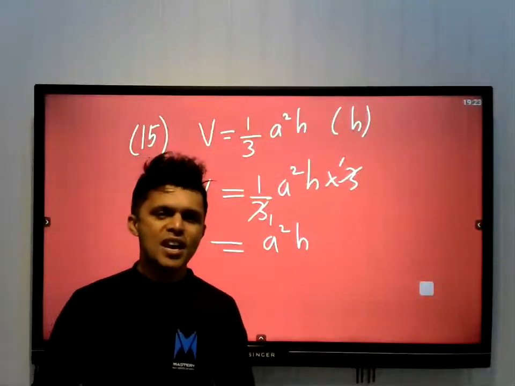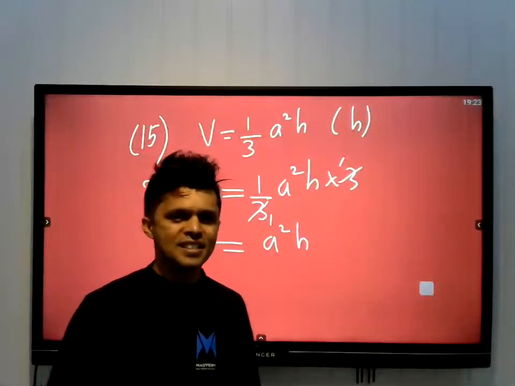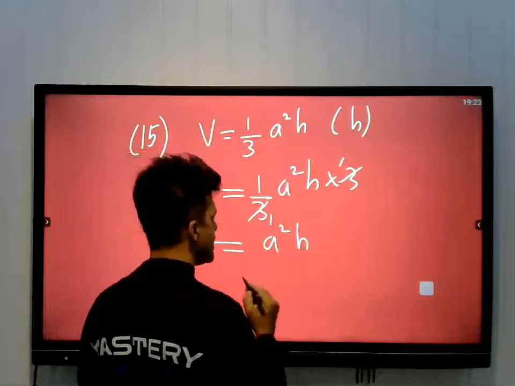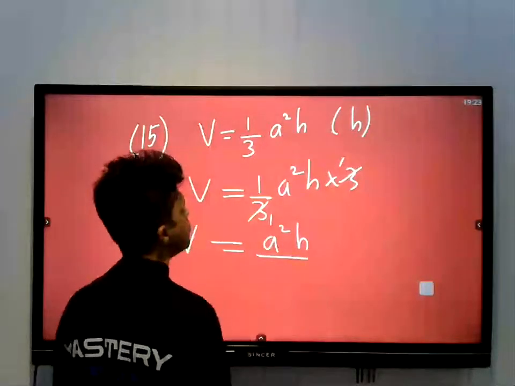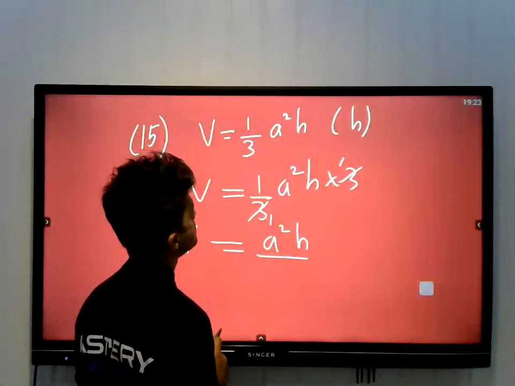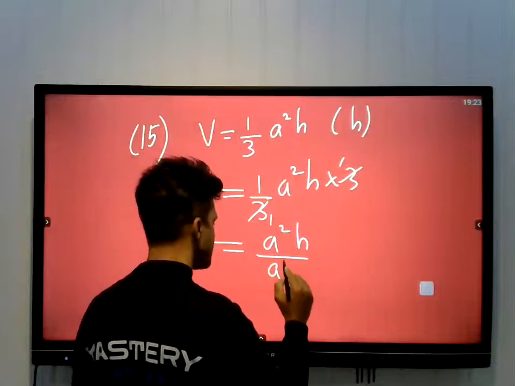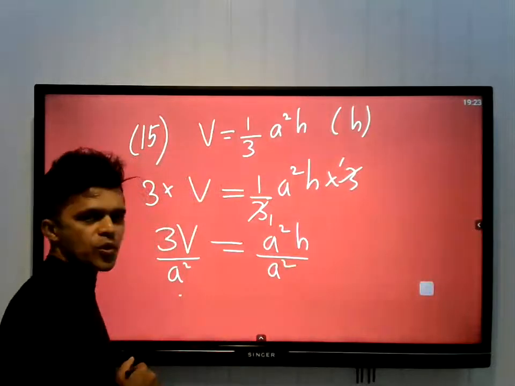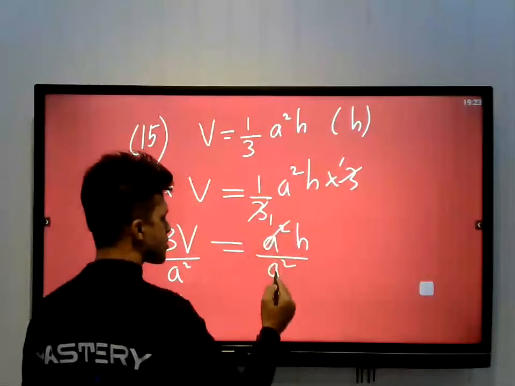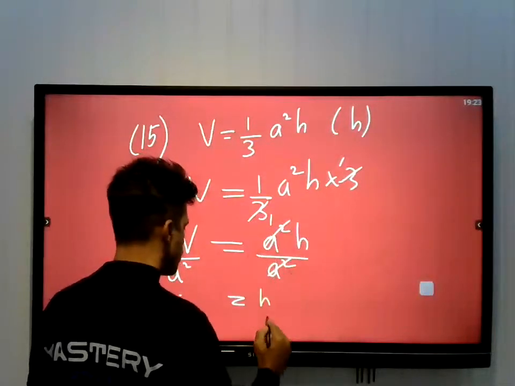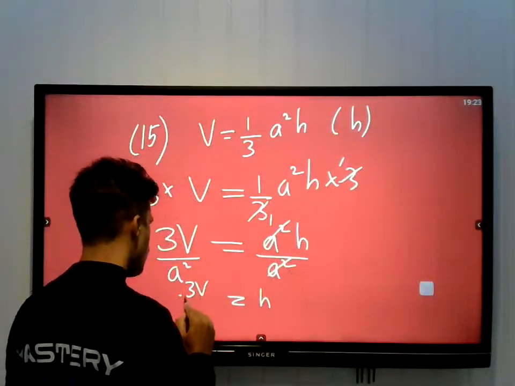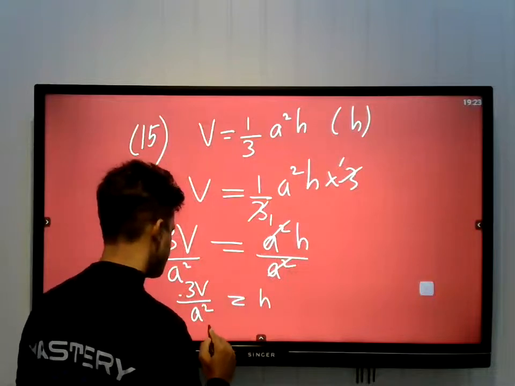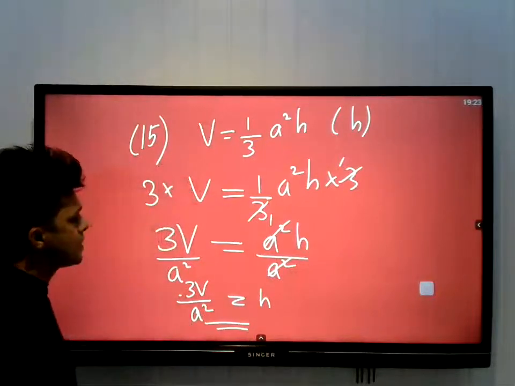Now, writing the term h as the subject is very easy. How can you write the term h as the subject? Here, multiplication. Therefore, both sides you could divide by a squared. So a squared and a squared can be cancelled out. So h equals 3V over a squared. Okay.